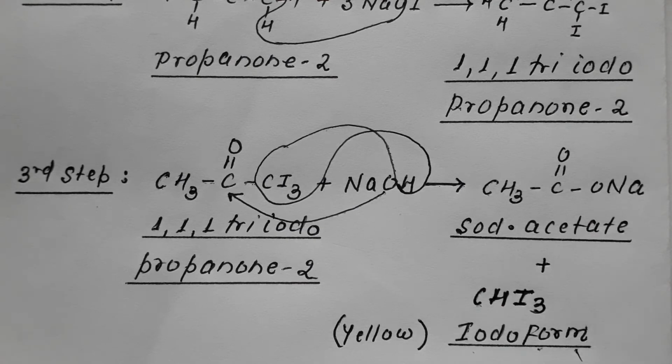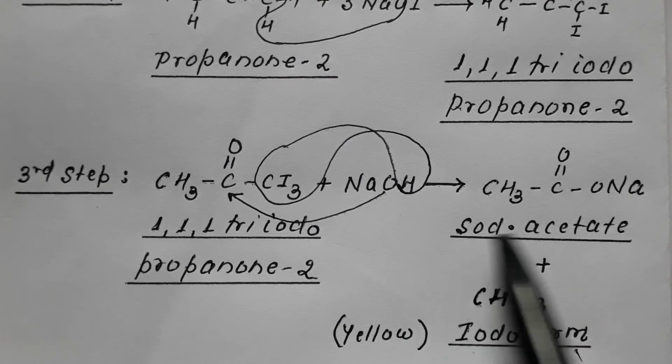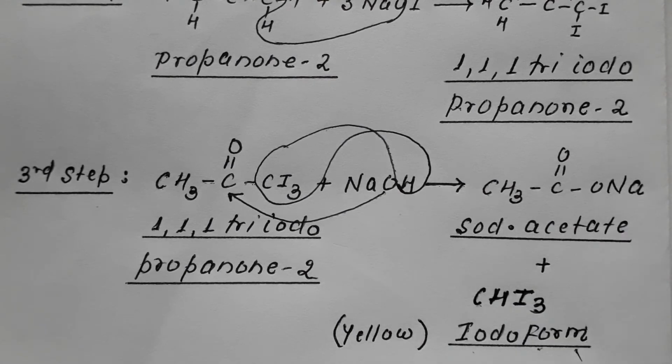So in the third step, the 1,1,1-triiodopropanone-2, which is obtained from the second step, reacts with NaOH to give a molecule of, in this case, sodium acetate and iodoform. So this is how this reaction takes place. It's a very important reaction.